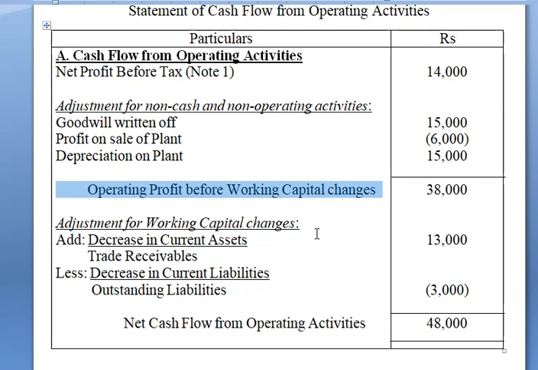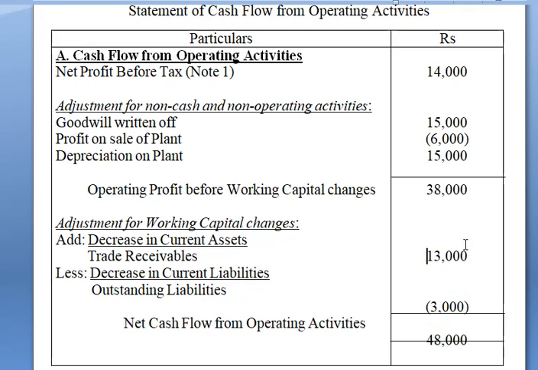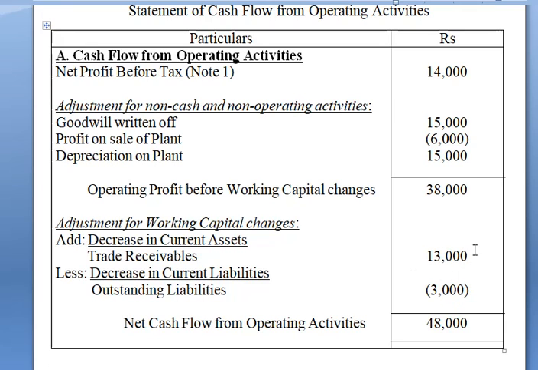After which you have to do the adjustment for working capital changes. Here you can see that surplus and general reserve we have already solved. Outstanding expenses and goodwill are already done. So the remaining items are only outstanding expenses and trade receivables. Let us first solve trade receivables. Previous year it was 45,000 and this year it is 32,000. So it has decreased by 13,000. Whenever there is a decrease in current assets, you have to do the addition. Trade receivables are decreasing by 13,000, so you have to do addition.